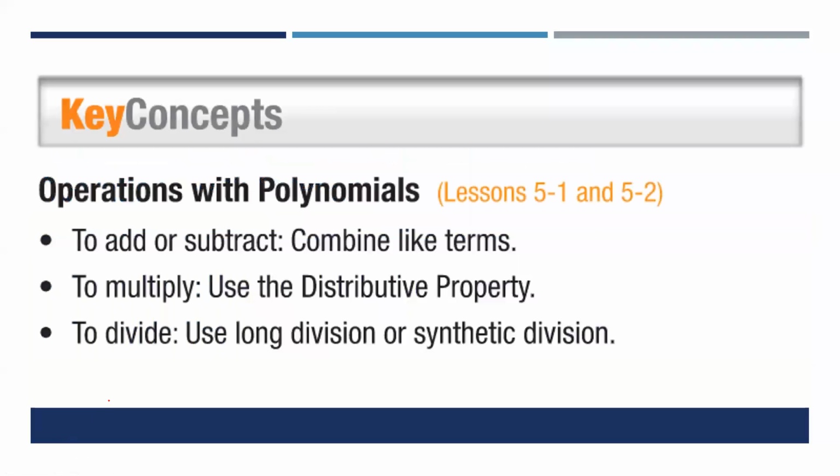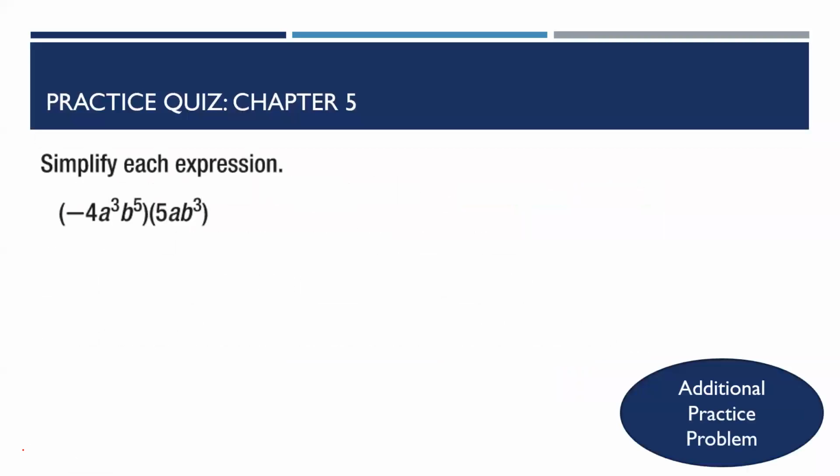All right. So a couple of key concepts here for operations with polynomials. To add or subtract, you can combine like terms. To multiply, you use the distributive property, and to divide, you use long division or synthetic division, okay, when you're dealing with polynomials. So here it says to simplify each expression. This is an additional practice problem, so you will definitely have one like this on the test, okay?